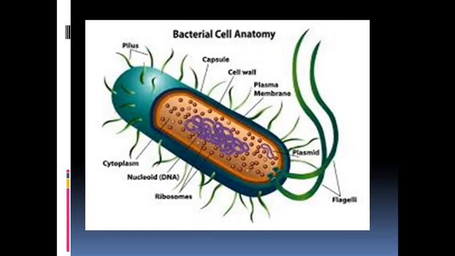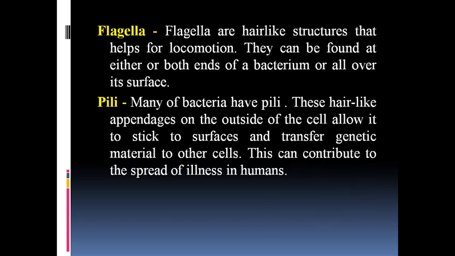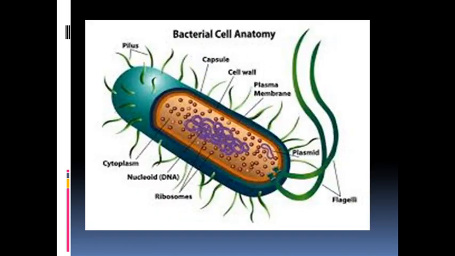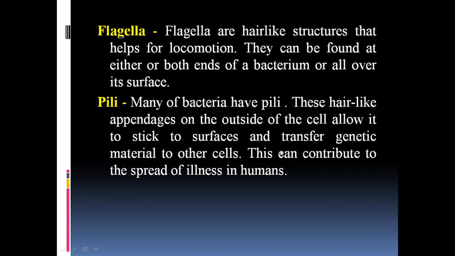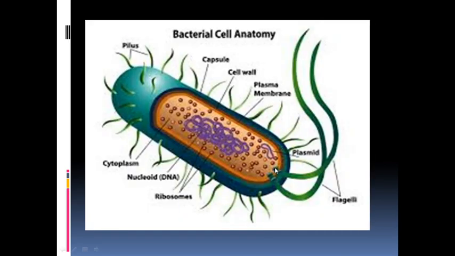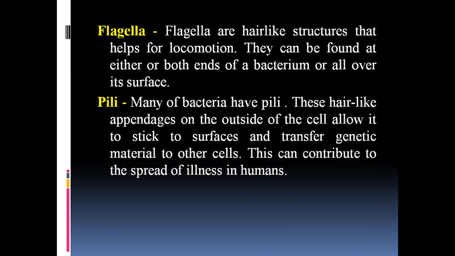Next, moving on to the flagella. Flagella are hair-like structures that help with locomotion. You can observe in this picture, these are the flagella. It is a hair-like structure. From the cytoplasm itself, the flagella will start, and they come through the cell wall and extend outward. That is the hair-like structure present over the bacteria, called the flagella, and these flagella help with locomotion.